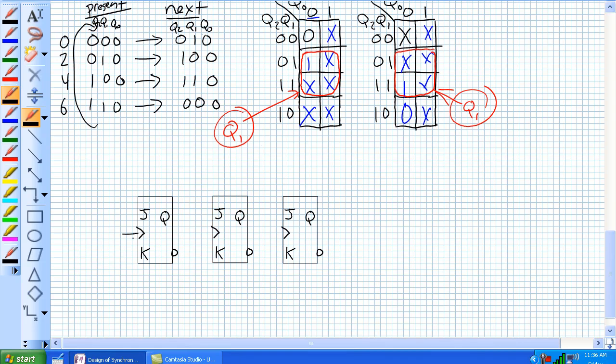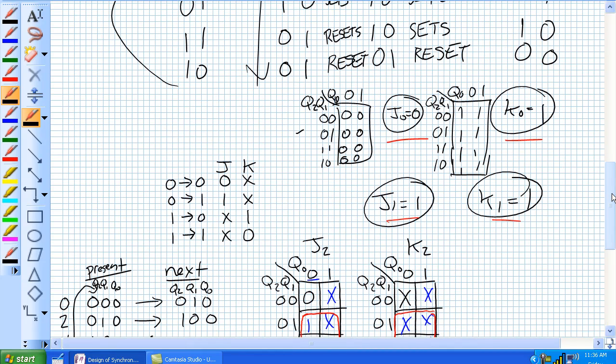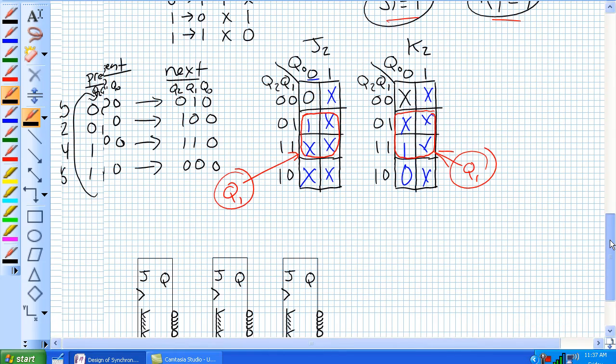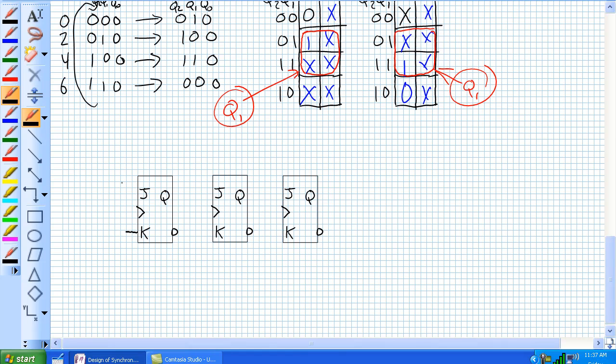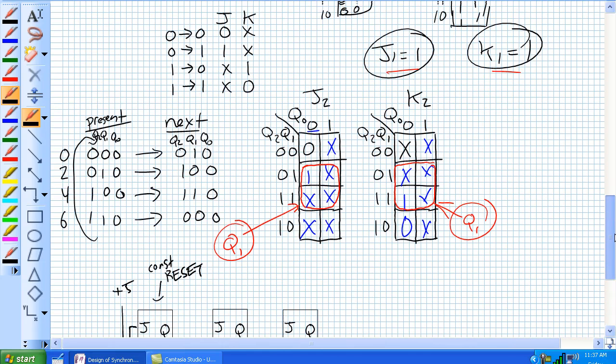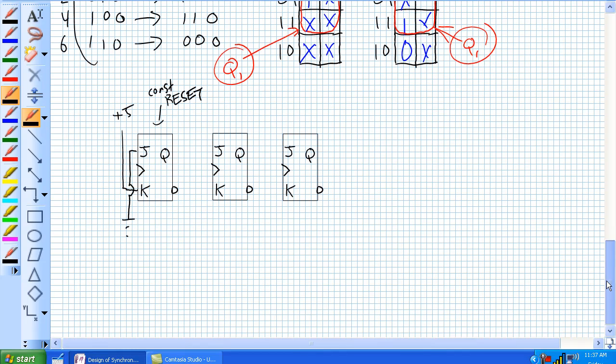And again, these are synchronous counters, so all our clocks are put together, but I don't want to complicate matters, so we're going to remove those lines. Okay, what was our first stage? Our first stage was J0 constantly at a 0, K0 constantly at a 1. So what's happening here? This one is constantly resetting.